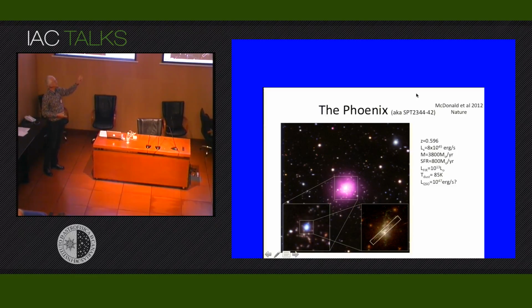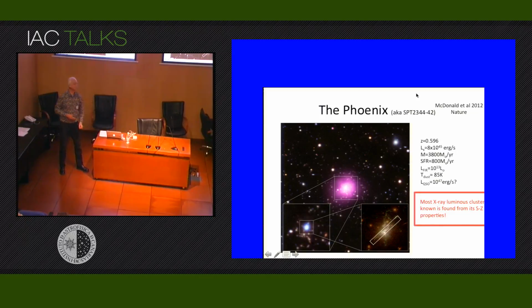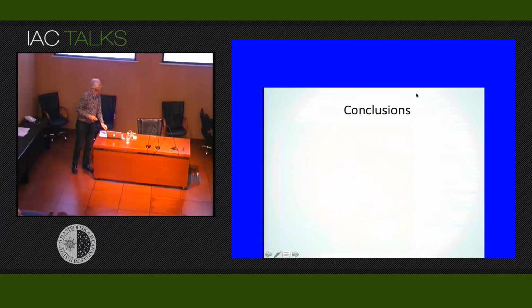So potentially this 800 solar mass per year star formation may be overestimated, at least partially, by the fact that it's got a very strong AGN. So the important bottom line is if any X-ray astronomer tells you that they can understand all clusters ubiquitously over every wave band, tell them about this cluster, because it's the most X-ray luminous cluster they should have found and didn't. So as originally an X-ray astronomer, I will be suitably humble.